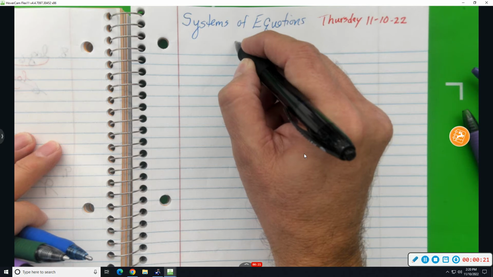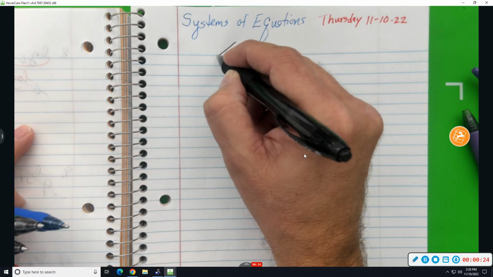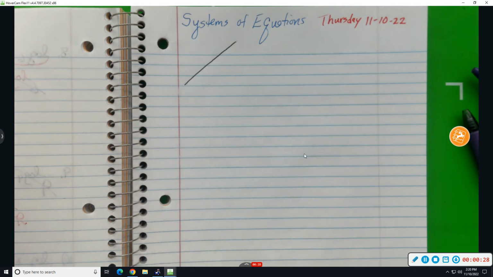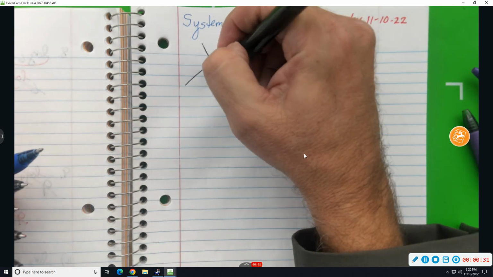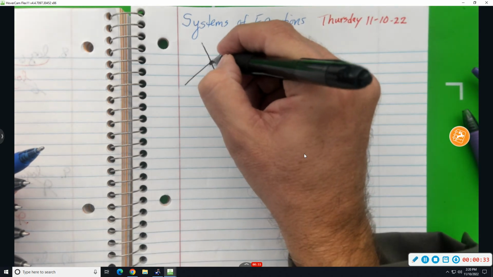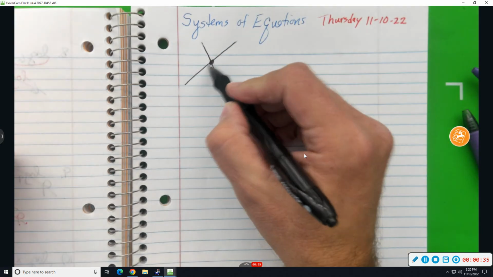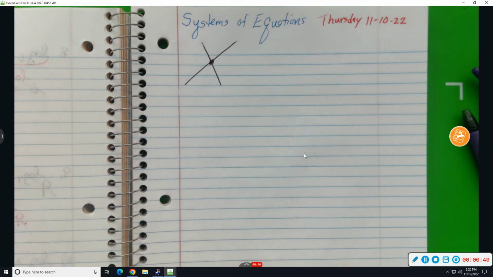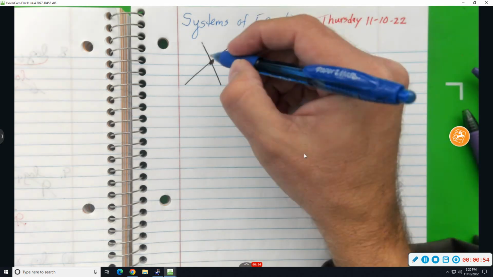If you have two lines drawn, there are three things that could happen. More than likely, they would intersect in one point. Two lines most likely intersect in 1 point, okay? Would it be possible to draw two lines that intersect in exactly 2 points? No. But you could draw two lines and they never intersect.